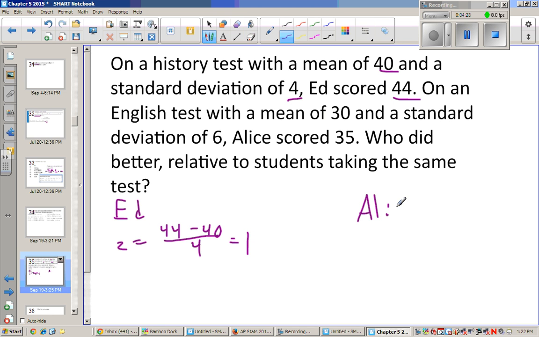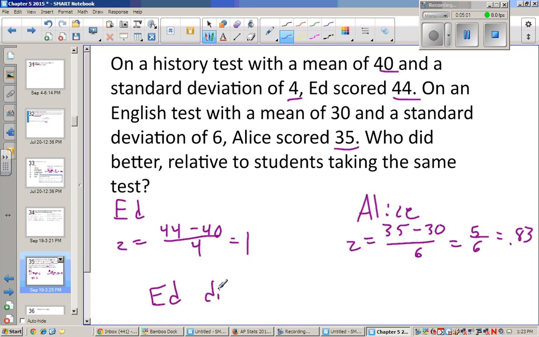Let's look at Alice. Alice scored 35, and the mean was 30, and we divide by 6. So that's going to be 5 divided by 6, which is 0.83. So she scored 0.83 standard deviations above the mean. Now, even though these are different tests, we can say Ed did better relative to his peers because his z-score is higher.